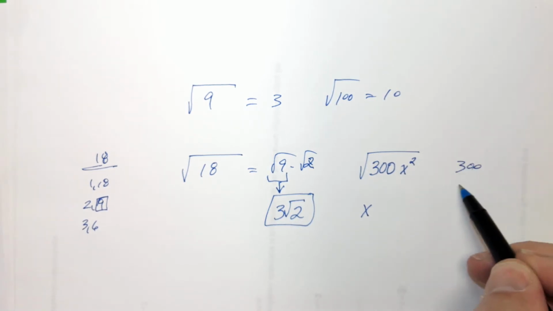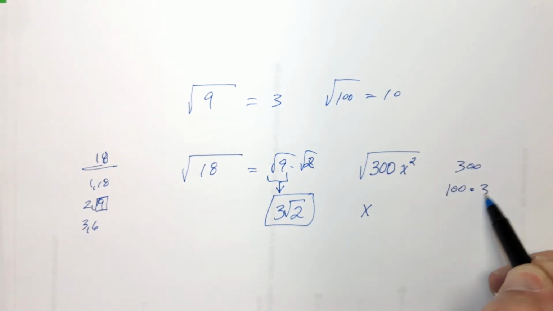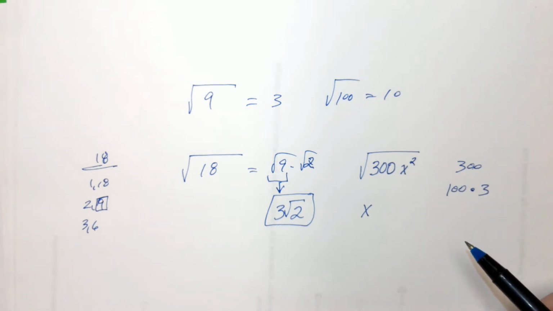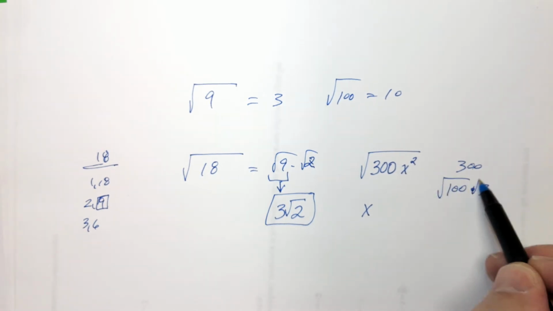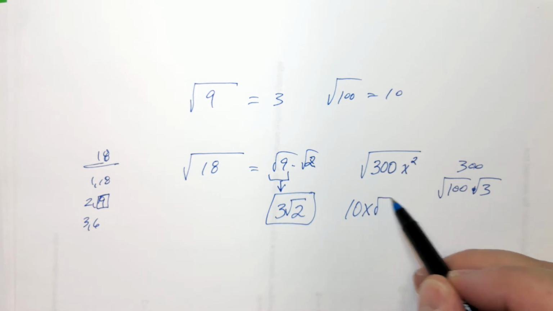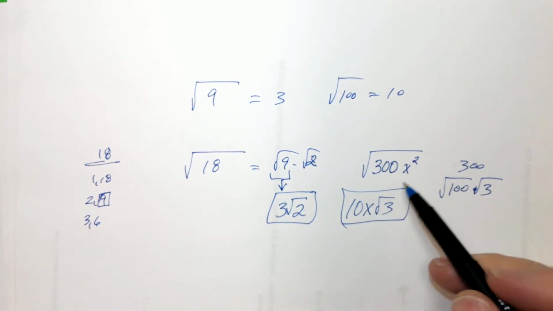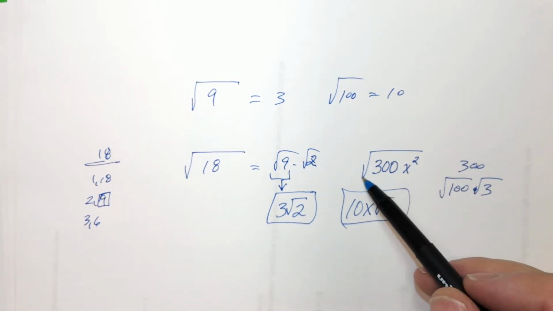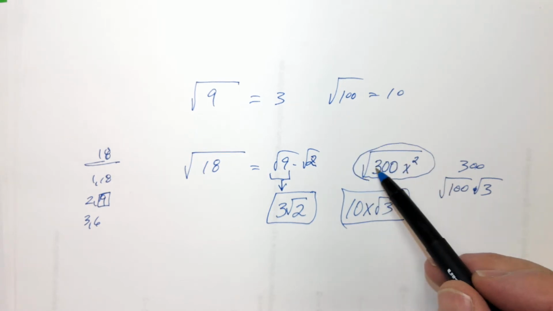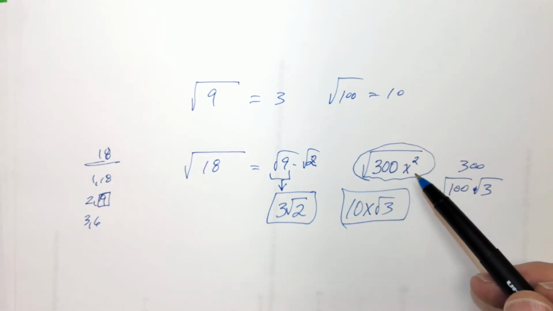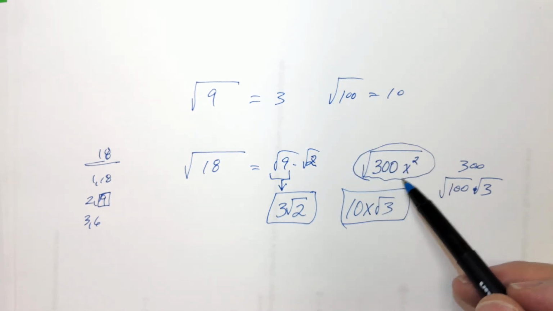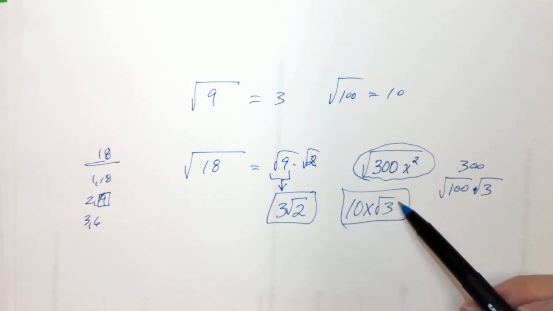300, famously known as 100 times 3. What's the square root of 100? 10. There's your answer. This is asking for the number times itself that equals 300x squared. The number times itself that equals 300x squared is 10x times the square root of 3.